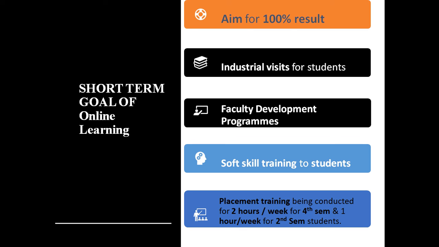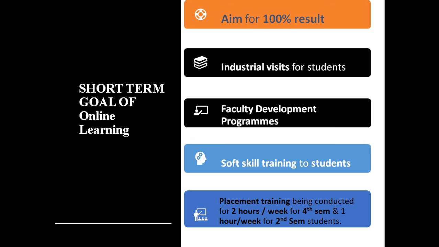Next, very important, placement training being conducted. Through online, I think students are completely free, the traveling is minimal, and they can get the information easily. Irrespective of anything, I'm just considering an example of engineering and diploma students, and keep in mind, placement training is being conducted for 2 hours per week for fourth semester and 1 hour per week for second semester students. The same thing is applicable to engineering also.